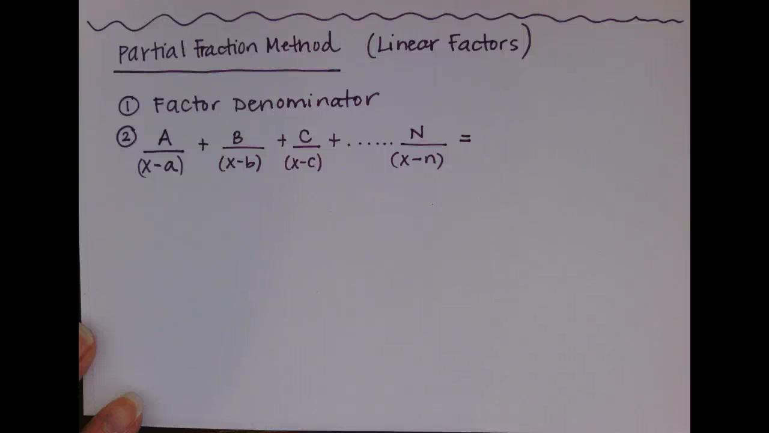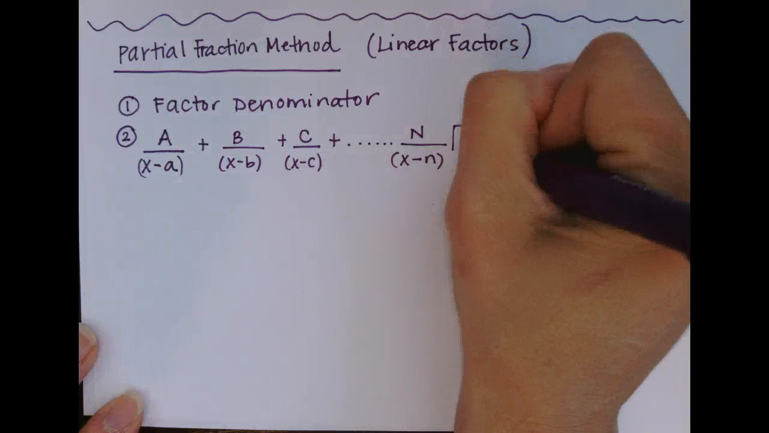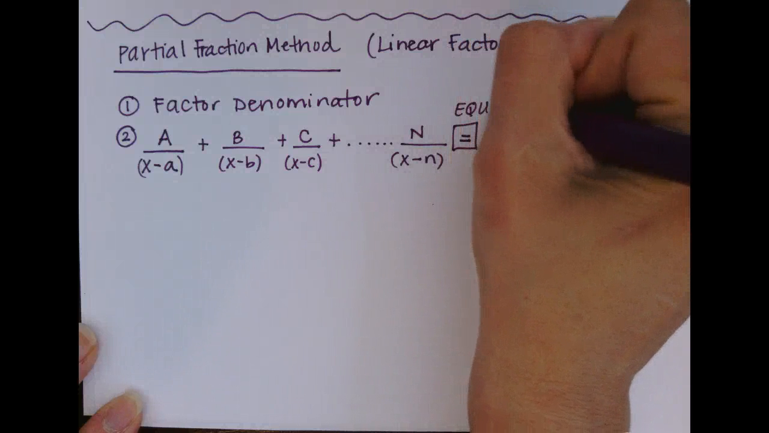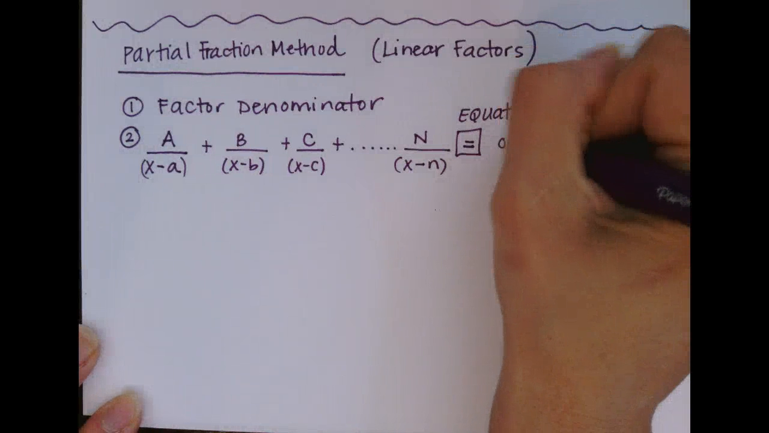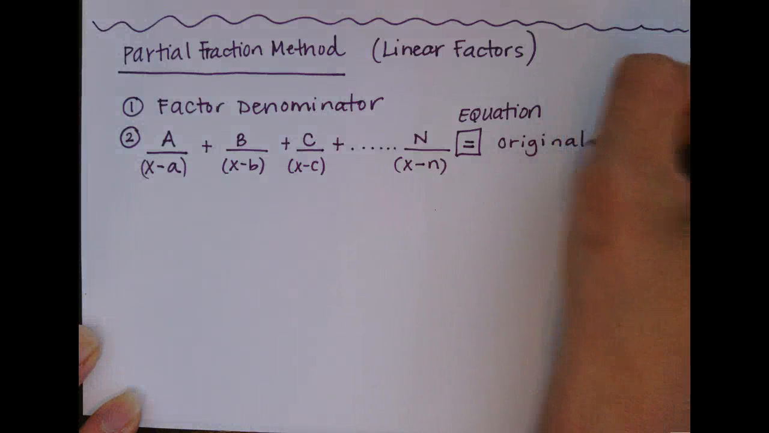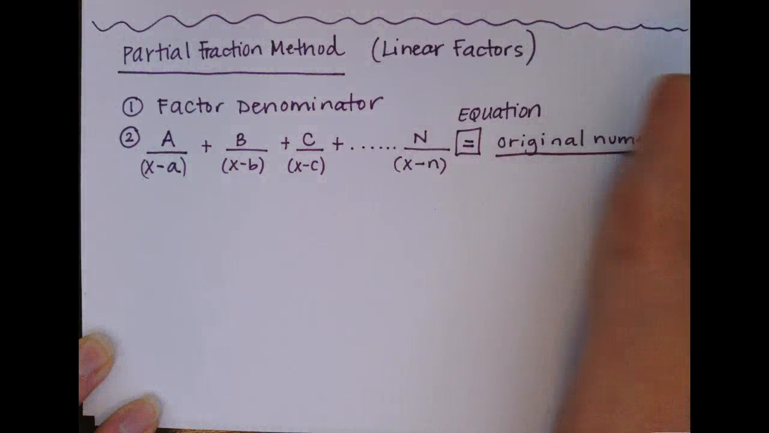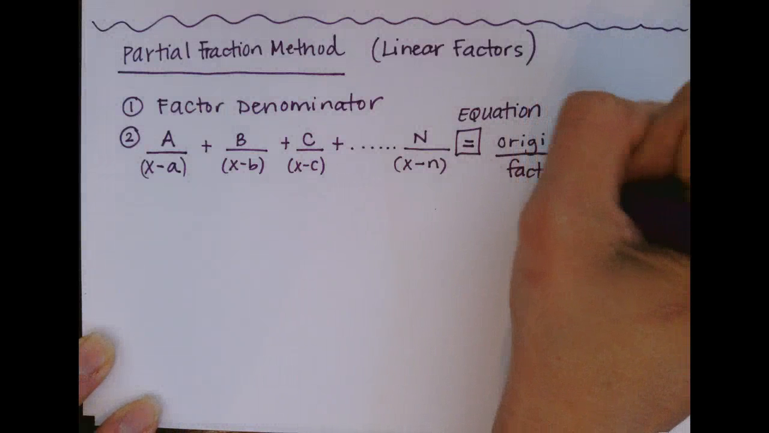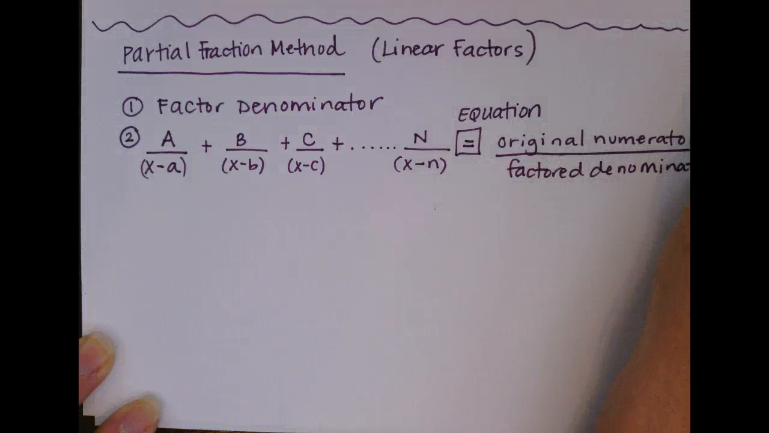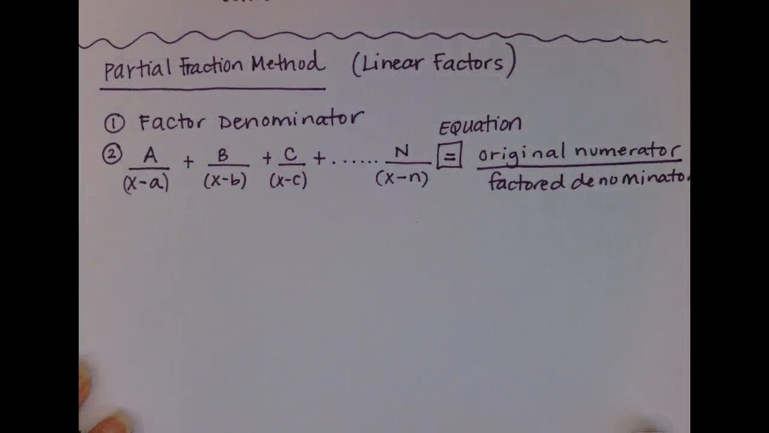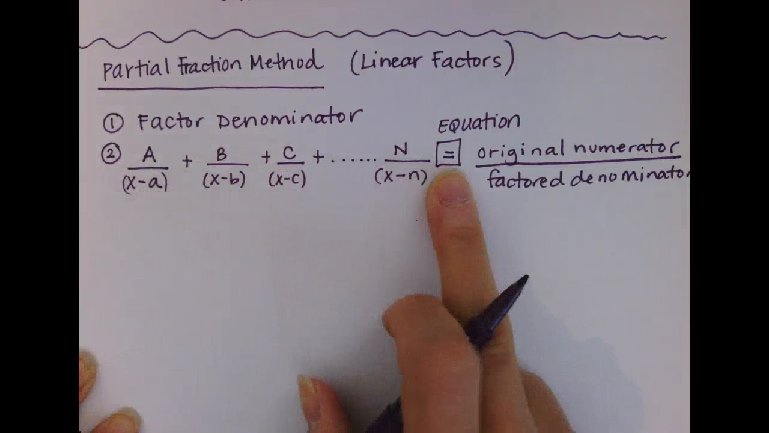You'll want to remember that when you do that, don't just write it as a sum of fractions, but make sure that it is in fact an equation, where you're setting it equal to your original fraction, in other words, your original numerator all over your factored denominator. So, keeping it as an equation, the partial fractions all added together equal the original.